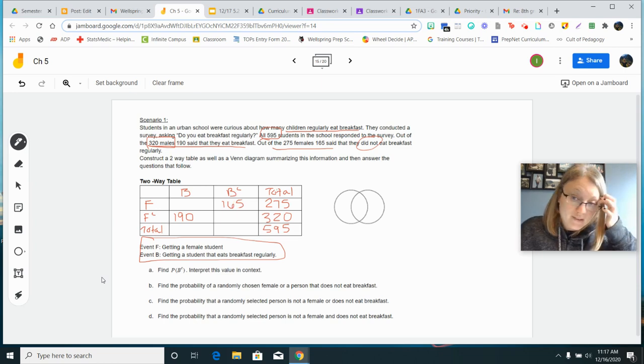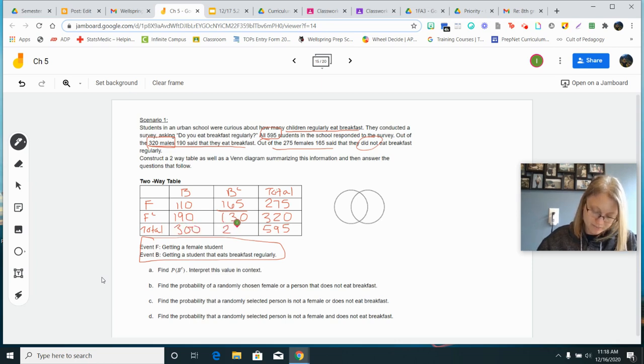So then I have some open spaces left, but I just have to use the fact that I know what the row should add up to find what's missing. So if there's 275 females total and 165 don't eat breakfast, that means there must be 110 of them that do eat breakfast, because 110 plus 165 adds up to 275. For F complement, or the number of males, I know I have 320 males. So if I have 320 minus 190, that's going to give me 130 males left over that don't eat breakfast. And then I can get totals for each of my columns if I want. That's just going to be good practice for later.